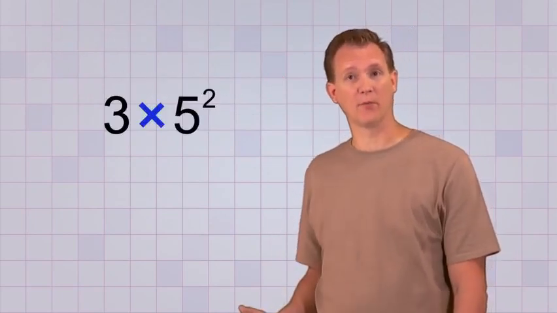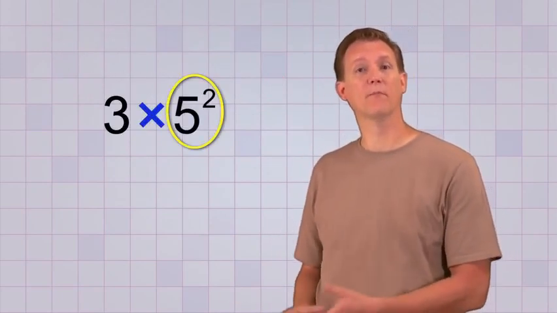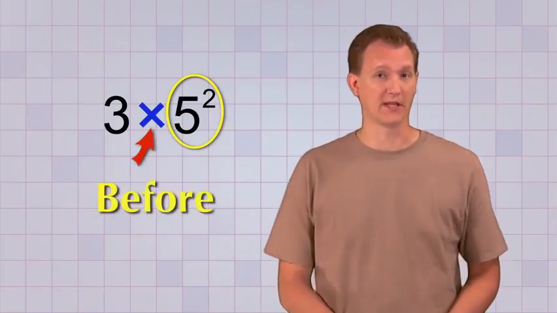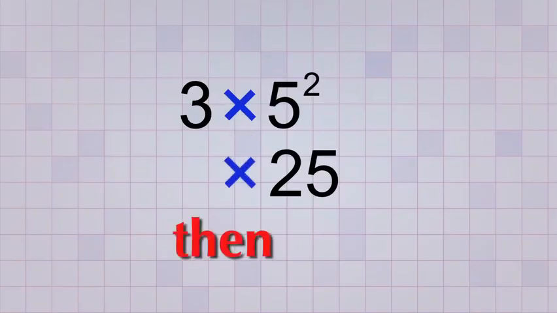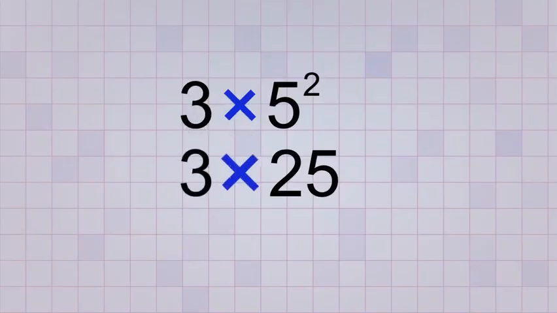For example, in this problem, we have to simplify the exponent before we can do the other multiplication. The exponent is telling us to multiply 5 together twice. So 5 times 5 is 25. And after we do that, then we multiply the result by 3. So 25 times 3 is 75.